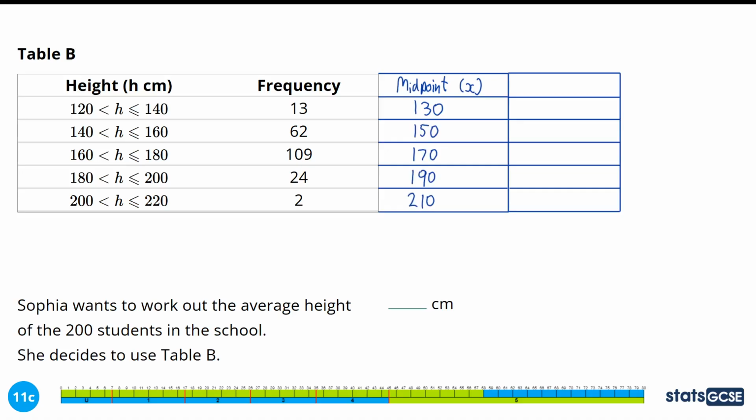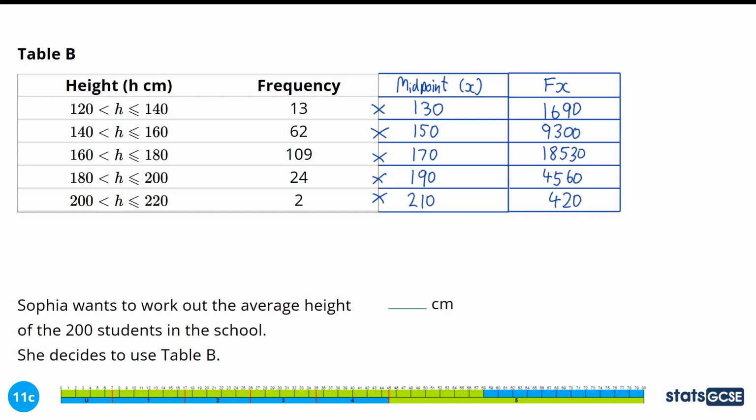If you don't know how to find a midpoint, you can add the two numbers together, the lower number and the upper number in the group. So 200 plus 220 is 420, and then divide by 2, which is 210. Now, we have assumed that all of the numbers in the first group were 130, but we've got 13 of them, so we need to add up all 13 of those. We can just multiply the 13 by 130, which gives us 1,690. And we can do this for each of the groups.